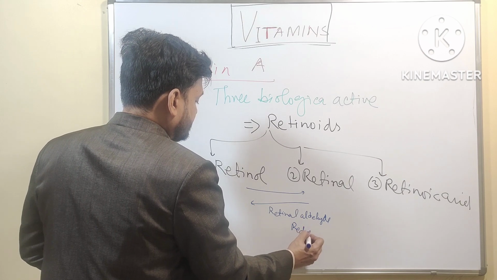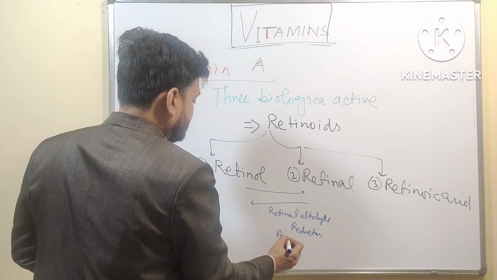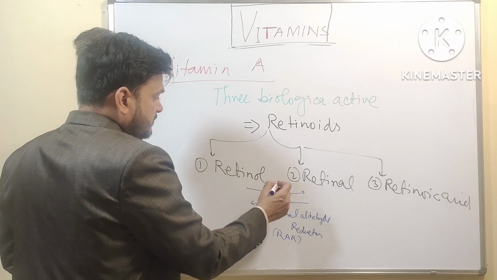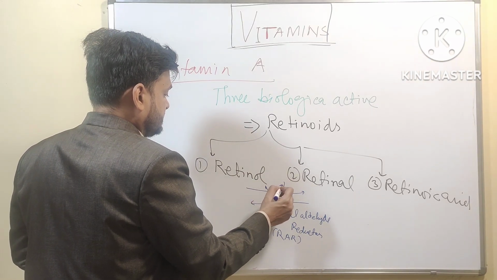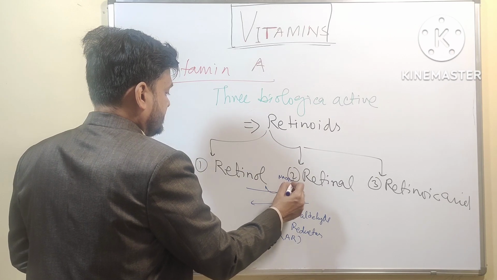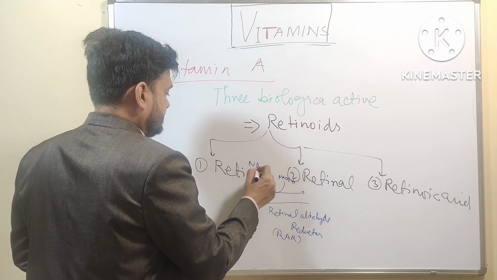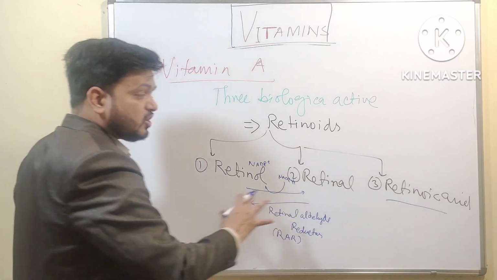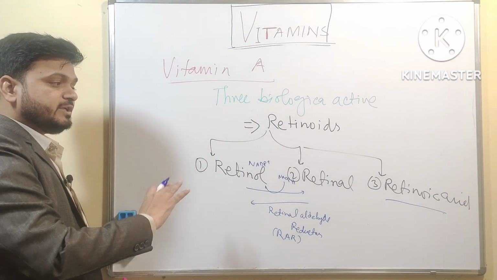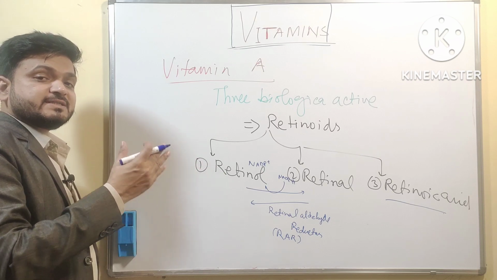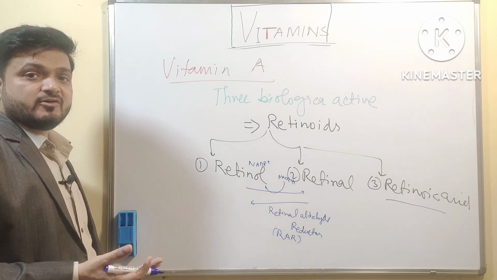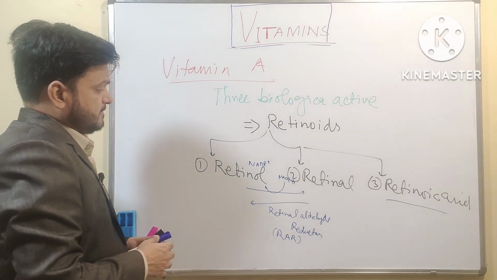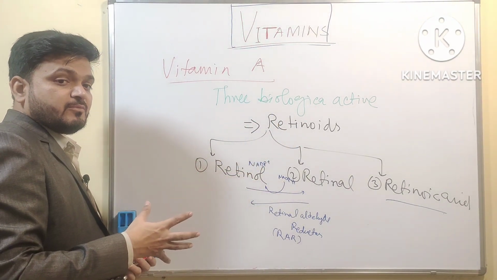To remember this, we can just write RAR. During this conversion from retinal to retinol, one NADPH is used. NADPH is oxidized to NADP+ in this process. But retinoic acid cannot be changed into any other form. Once it is formed, it cannot be changed back into retinol or retinal. So this is about the three biological active forms of vitamin A.